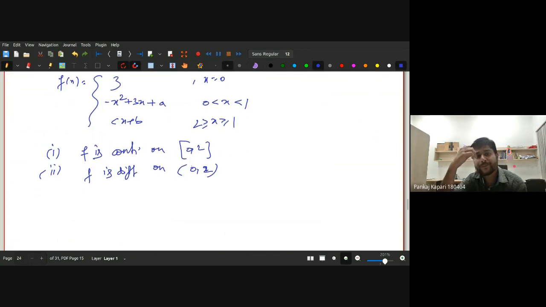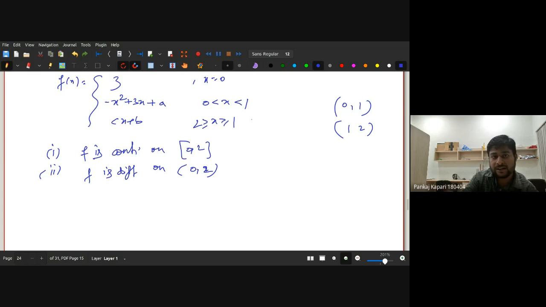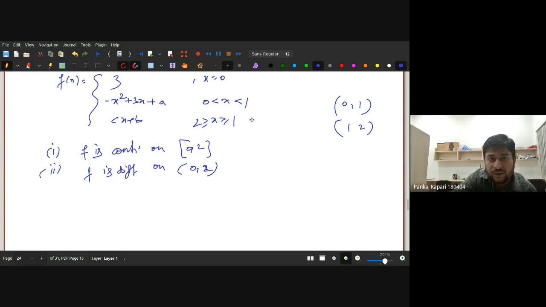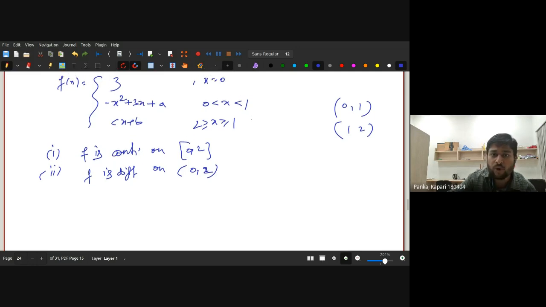Inside the open intervals 0 to 1 and 1 to 2, all these conditions get satisfied, right? The function is continuous and differentiable. We have to just check at the endpoints, because at the endpoints the function is changing its definition, right? On the one hand side it is defined by a quadratic function, on the other side by a linear function. So we have to check all the endpoints. How many do we have? 0, 1 and 2. So there are these three.